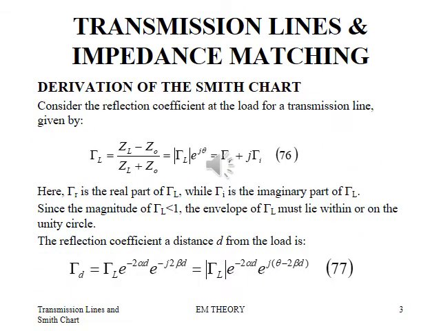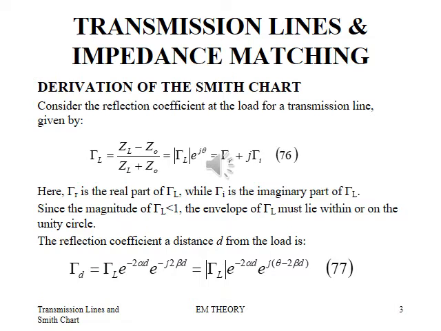Now, when we start the derivation of the Smith chart, let us consider the reflection coefficient at the load for a transmission line, which is given by Γ_L = (Z_L - Z_0)/(Z_L + Z_0). Now, Γ_L generally is complex, so it has a magnitude and an angle θ, but we can also rewrite Γ_L as having a real part and an imaginary part, as shown in equation 76, where Γ_R is the real part and Γ_I is the imaginary part of Γ_L.